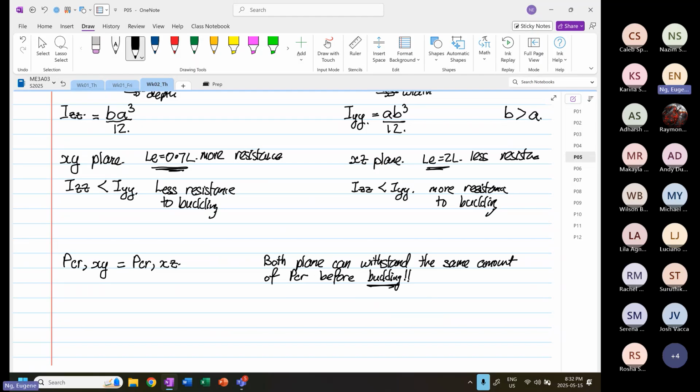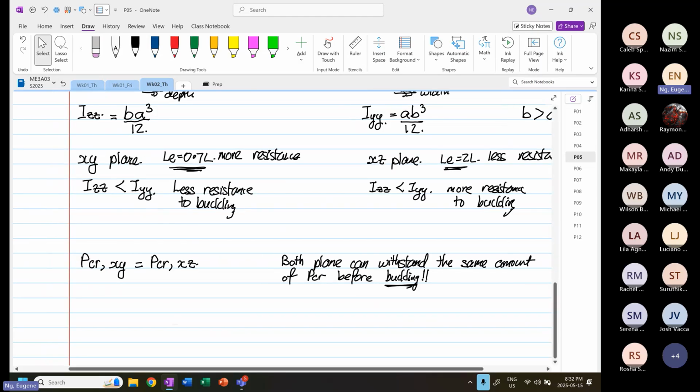So that's why this question really enhances your understanding. In the previous example, the equivalent lengths are the same, and only the second moment of area changes. For this example, both the equivalent length and the second moment of area are different. So for this case, we just need to equate.